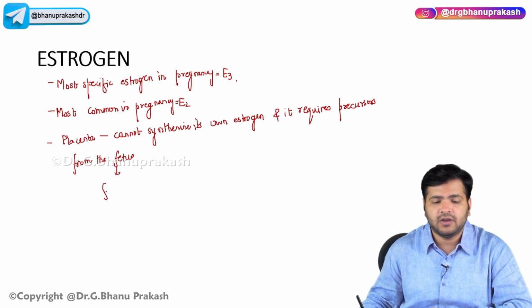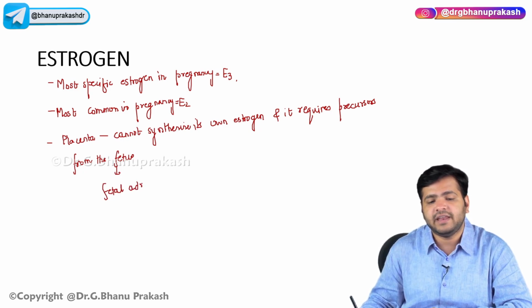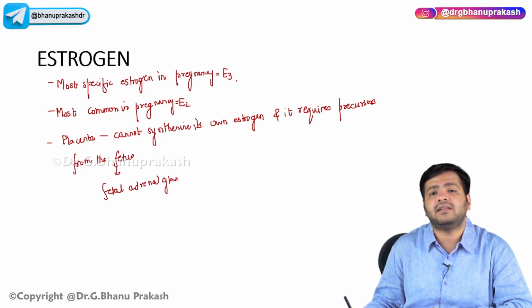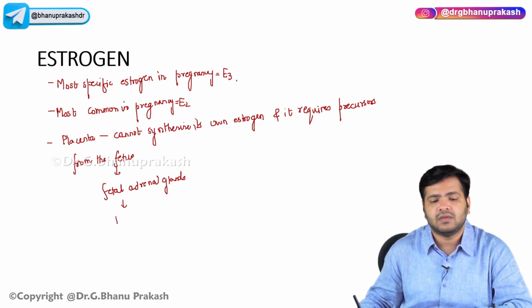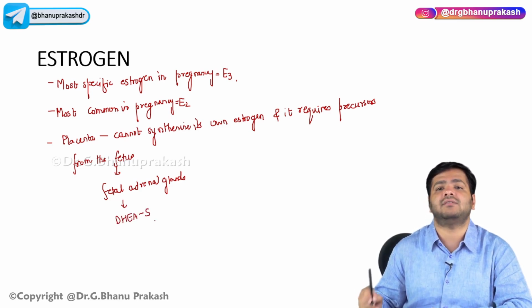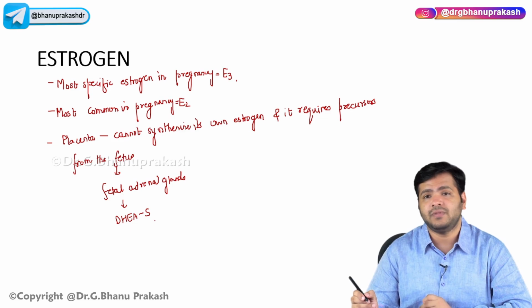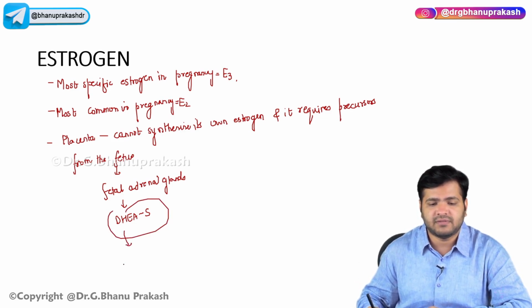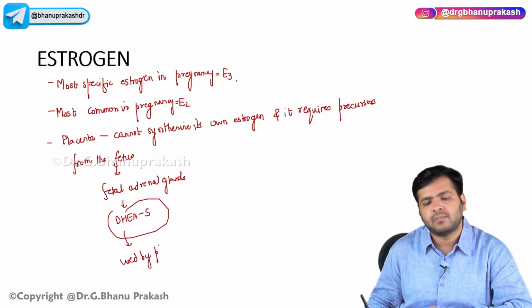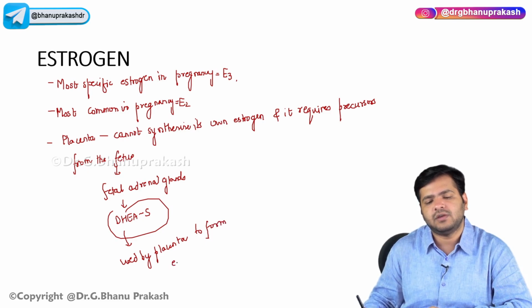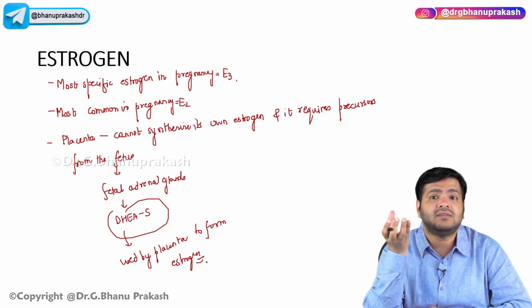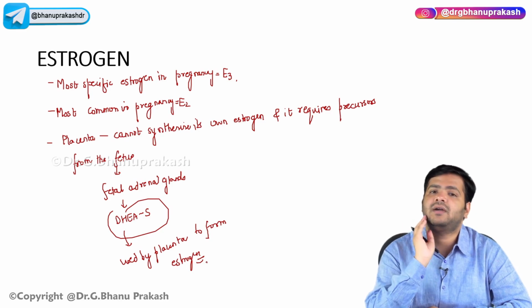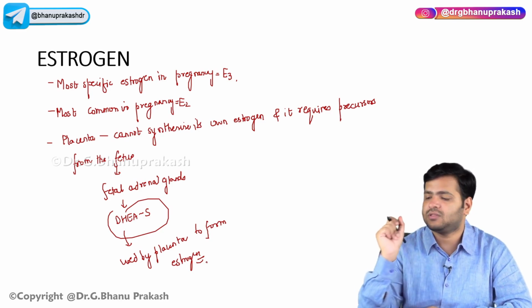You already know the fetus has fetal adrenal glands. Fetal adrenal glands basically give DHEA sulfate, which is used by the placenta to form estrogen. Now, if I ask you for the initiation of labor, this fetal ACTH is required. So that was about all the hormones.